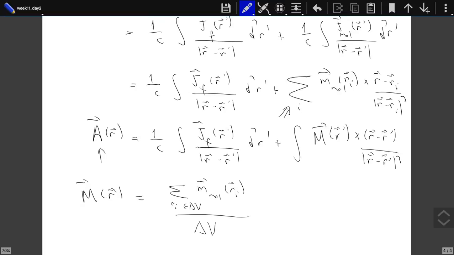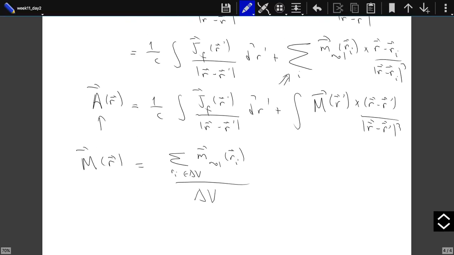Inside this volume over which I'm averaging A, I have to do something else, but that something else, although it complicates the derivation, doesn't really change the final result. So I will stick with this approximation. But just keep in mind that there's such a subtlety in this derivation, a step that is not correct, strictly speaking. Okay, so this is our vector potential.